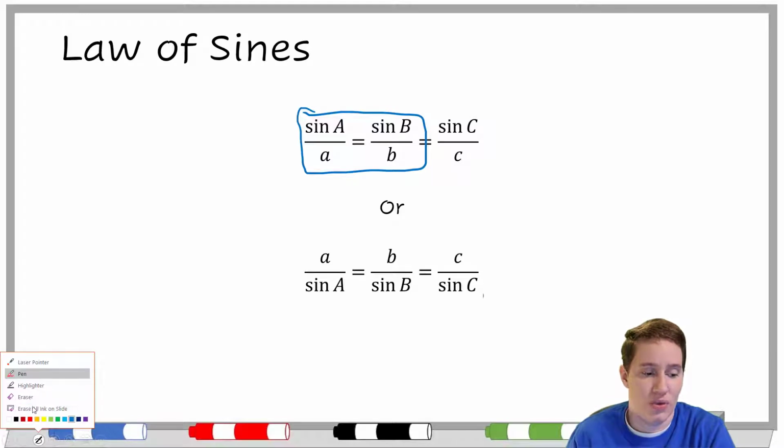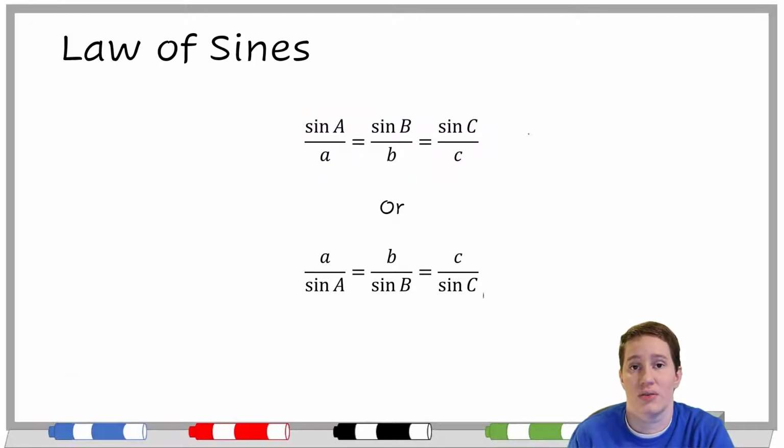So there are 3 situations that we can use law of sines for. We can use law of sines for angle, angle, side. We can use it for angle, side, angle. And we actually can use it for side, side, angle, which, if you remember, does not prove triangle congruence.